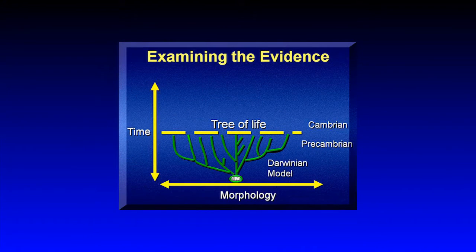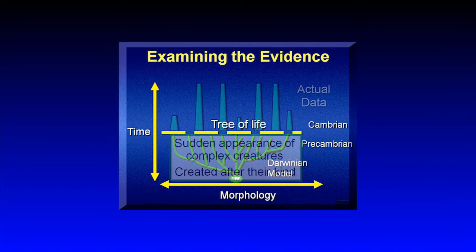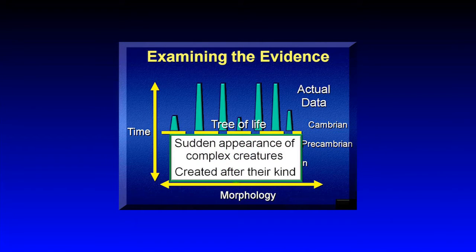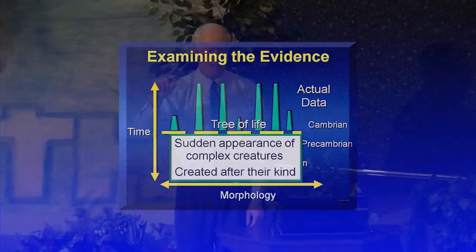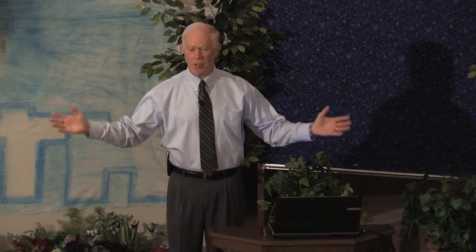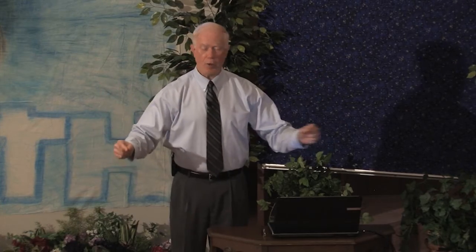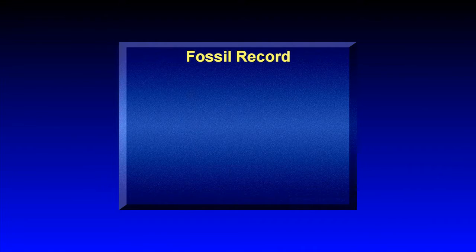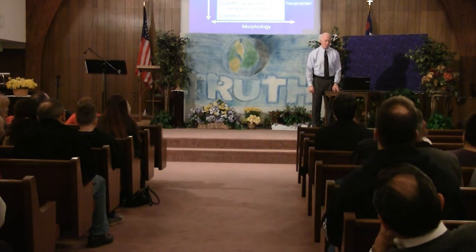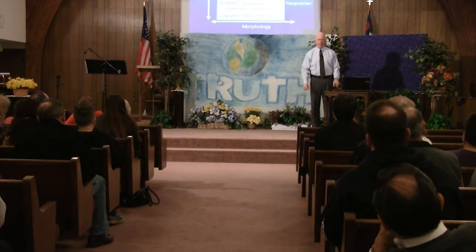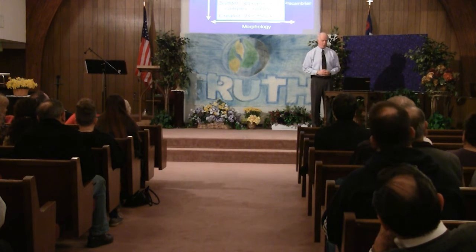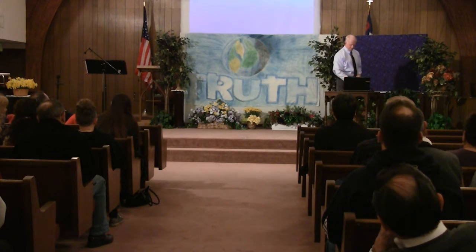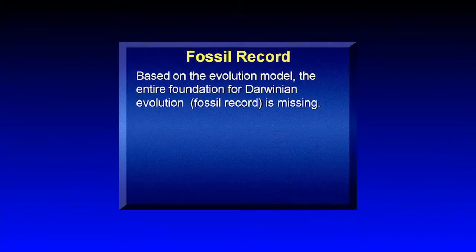But the fact is, what we find are no transitions. We find these complex creatures like jellyfish and seashells appearing in the fossil record with zero transitions leading up to them. At the foundation of the fossil record, the whole fossil record supports the Bible and not evolution. That's why it's important to go to the foundation questions. Based on the evolution model, the entire foundation for Darwinian evolution, the fossil record, is missing.